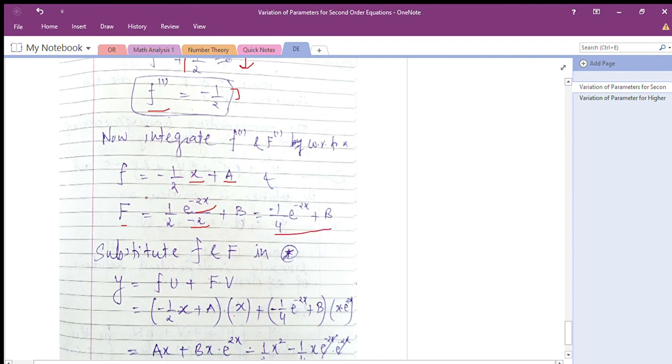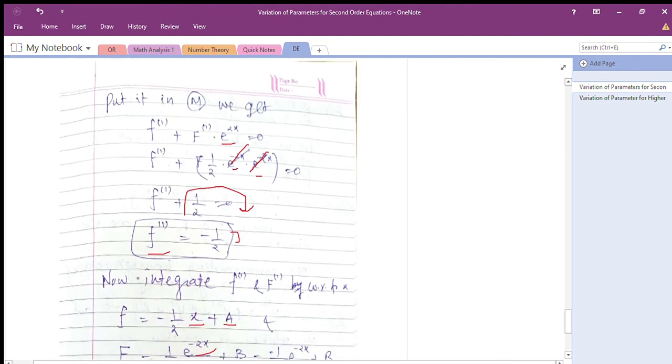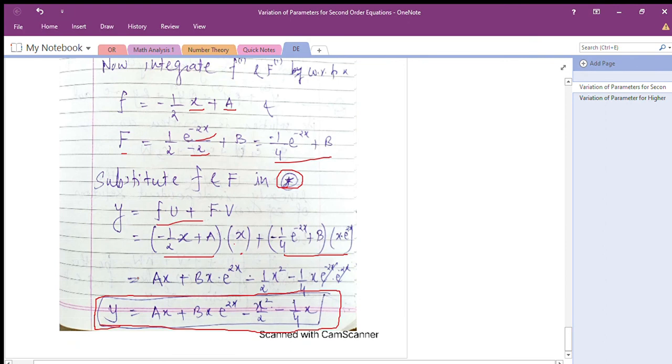Now we put these values of f and capital F in the star equation, y. Putting the values in y, we get fu plus capital Fv. So we put these values in. After multiplication we will get the answer of y, and this y is the required solution of the given differential equation. Okay, so friends, this is the method of variation of parameters.